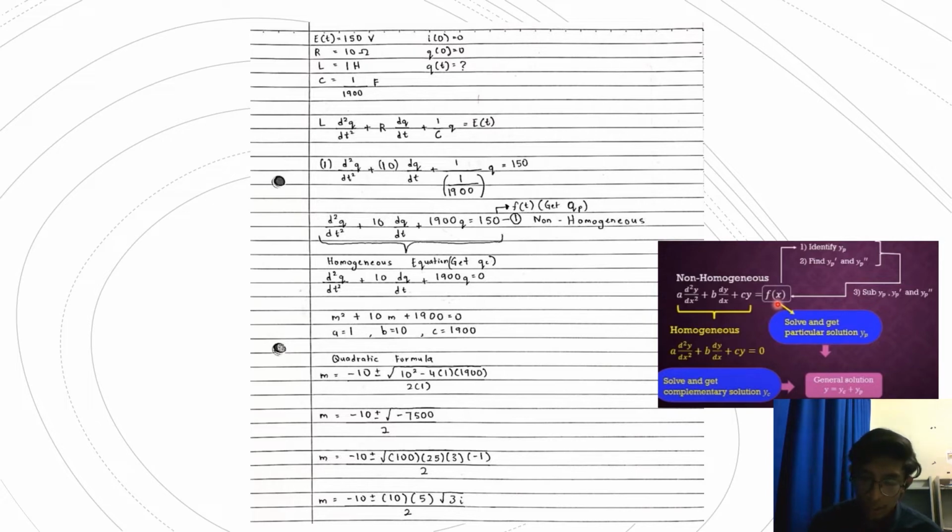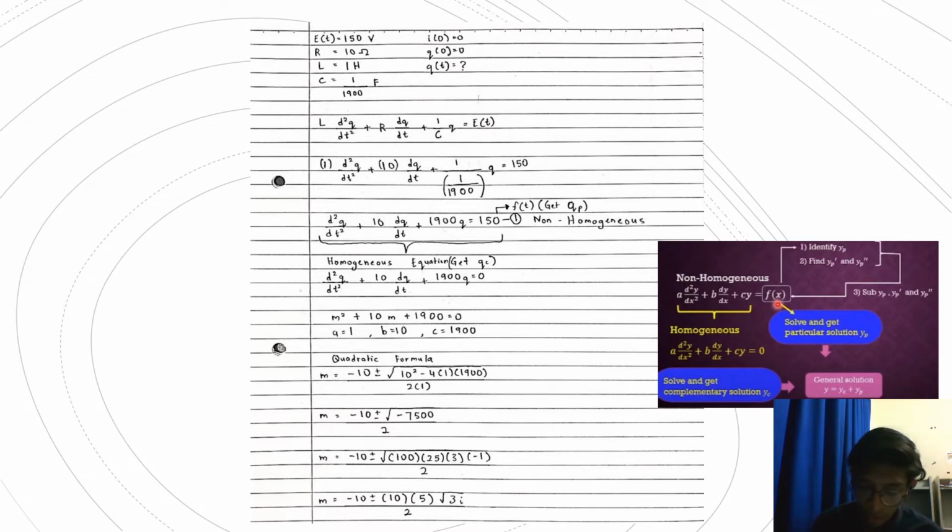Next thing to do is to identify what is the function f(x). In our case, we do not have the variable x. Instead, we have the variable t, so we have to find the function f(t). We also have to identify qp. For the homogeneous equation, d squared q over dt squared plus 10 times dq over dt plus 1900 q equal to 0.